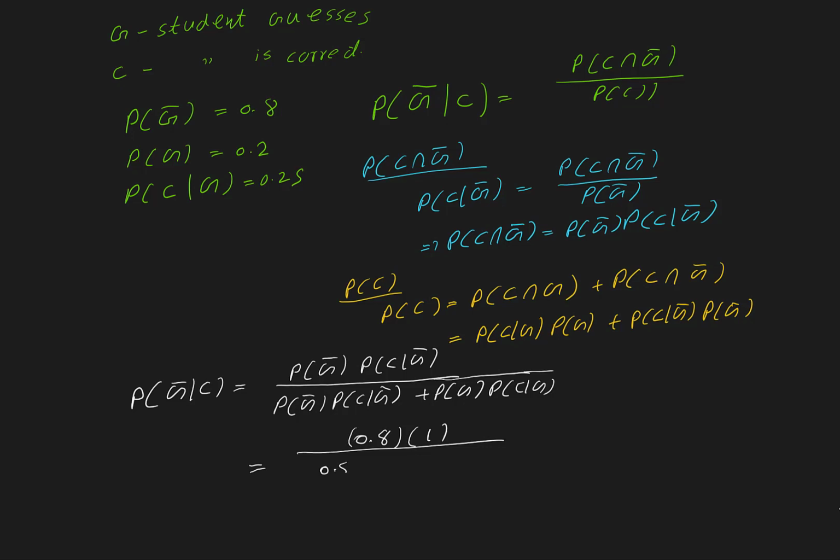Similarly, you can fill this one here, and plus the probability of G equals 0.2 and the other probability is 0.25. Then simplify this, you get 0.9412.